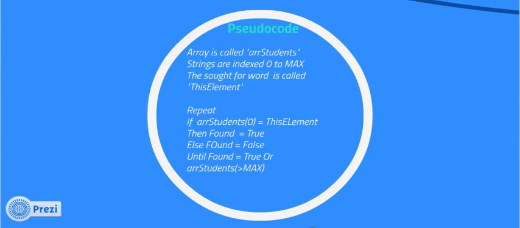So I'm going to repeat the following steps. If my student array list, which I'll start at the 0, I'll start at the first, equals the element I'm looking for, my variable is called this element, then simply say found is true. Or found will be false, but until found is true, or I've exhausted the list, continue repeating, otherwise end. I suppose I should say end at the end there of my pseudocode, just to make sure that the algorithm does exit.